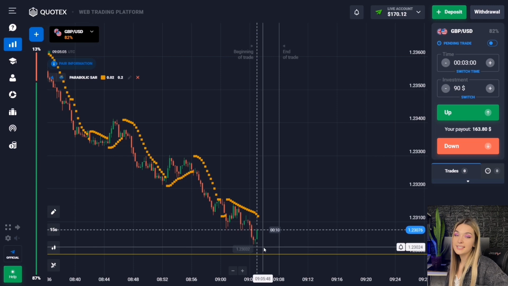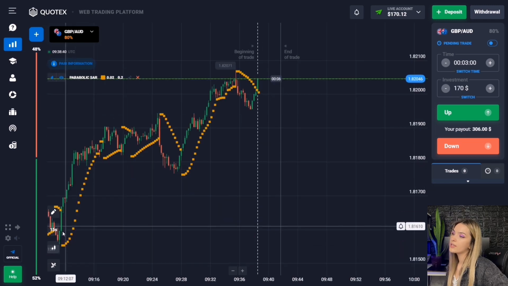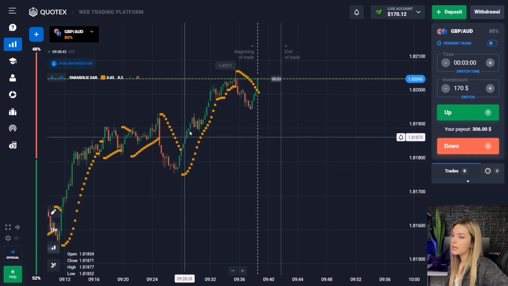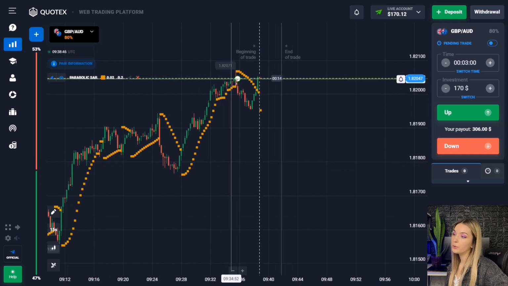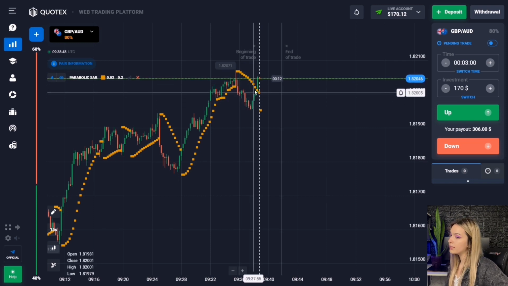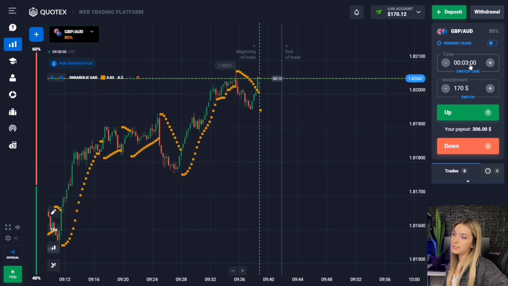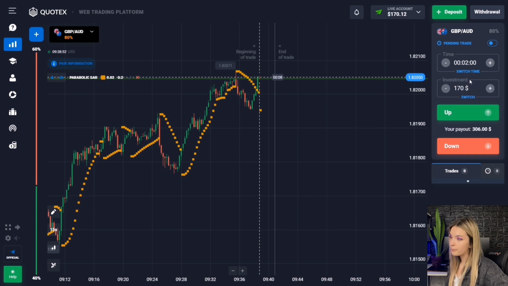So guys, let's consider another situation on the market. Here we see that there was an uptrend. There is also a resistance level at the top. After touching the level, there was a rollback, and after the rollback, the price again approached our level. In this situation, we'll open a deal for 2 minutes to go up.